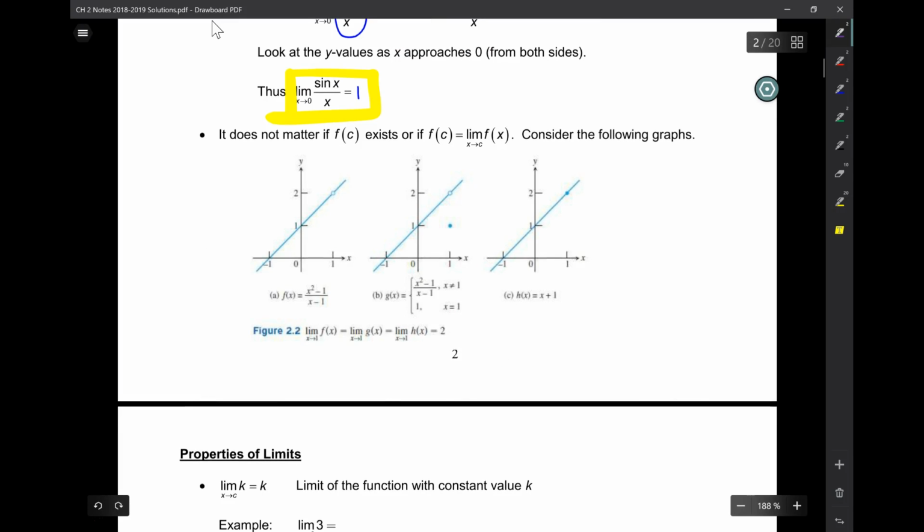All right. So what we just saw in this function was at x equals 0, yes, we were still able to find the limit, even though the function is undefined.